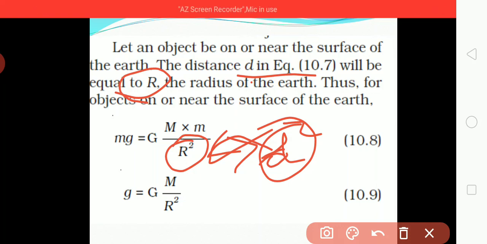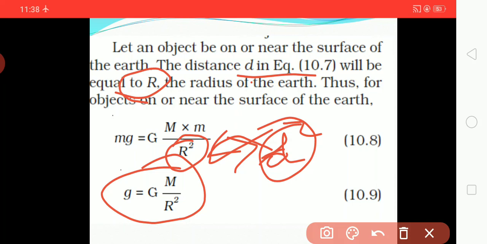Thus, for an object on or near the surface of the earth, we will use r in place of d. So mg is equal to capital G capital M into small m upon r square, and m cancels, so we get the equation small g is equal to capital G capital M upon r square.